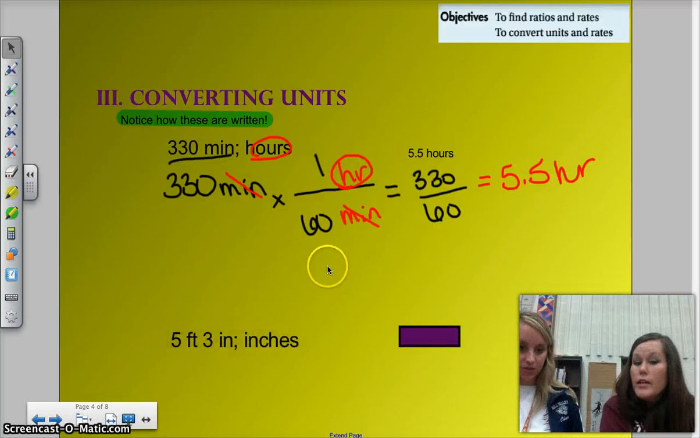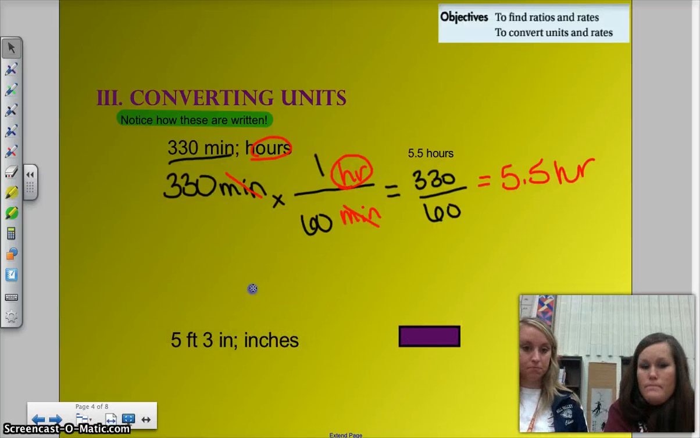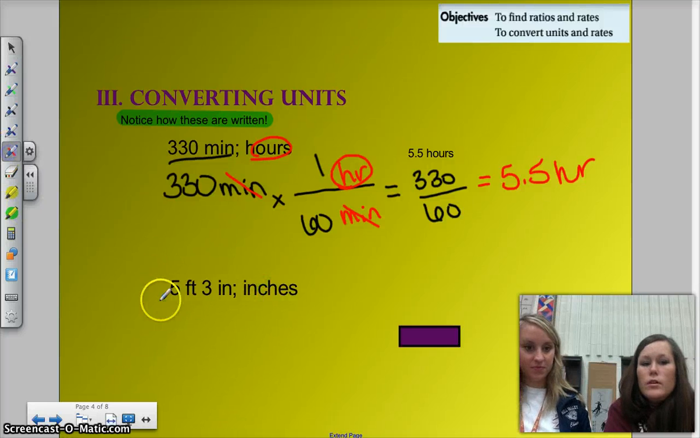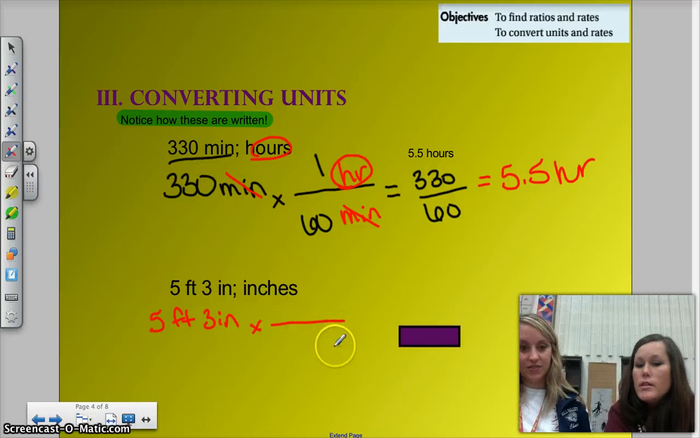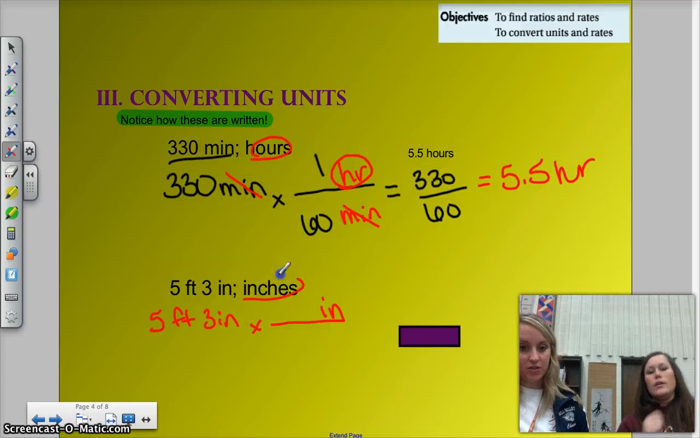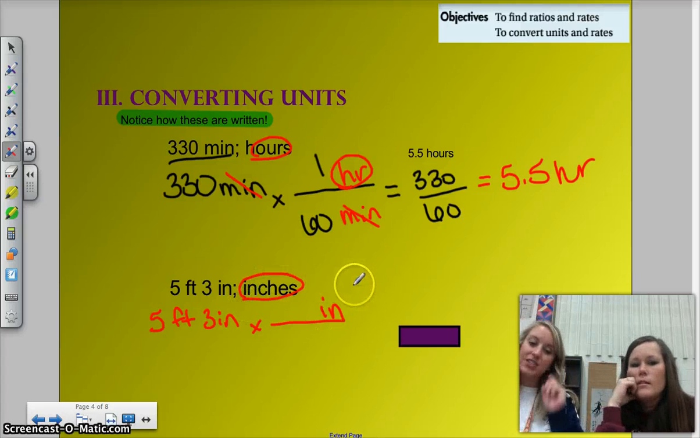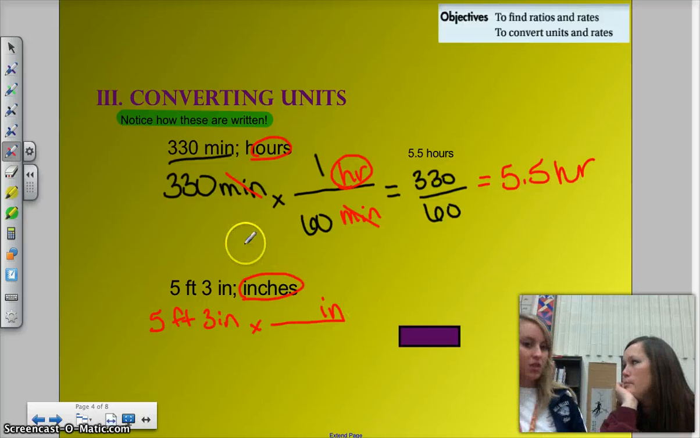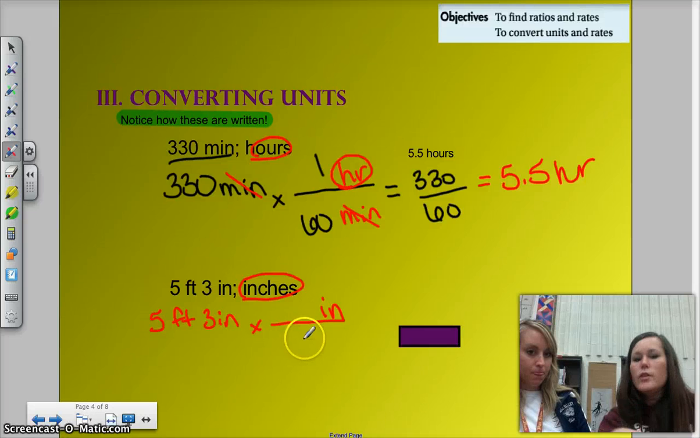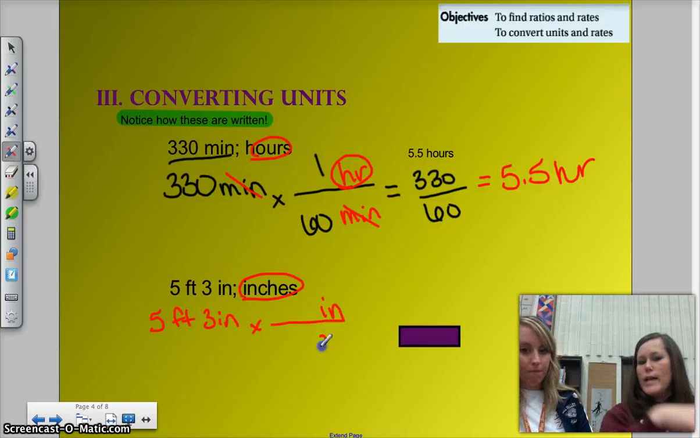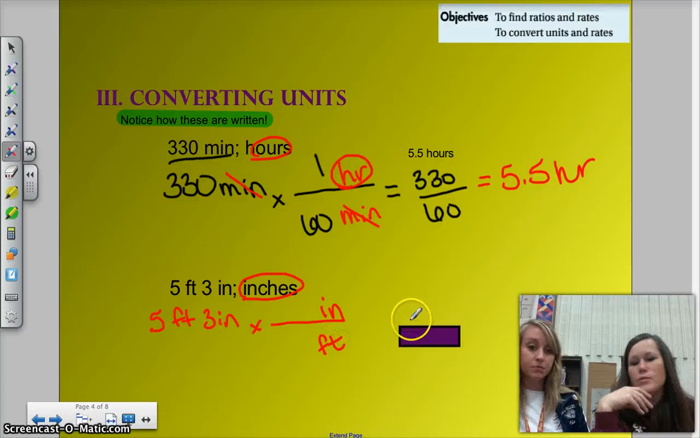5 feet, 3 inches into total inches. So we're going to do 5 feet, 3 inches. Now I want to change this all into inches. I think there's actually a step we need to do prior to this. I would change all of this into inches, but we're going to cancel out the feet and just add that 3 on, because we're just going to cancel the labels.